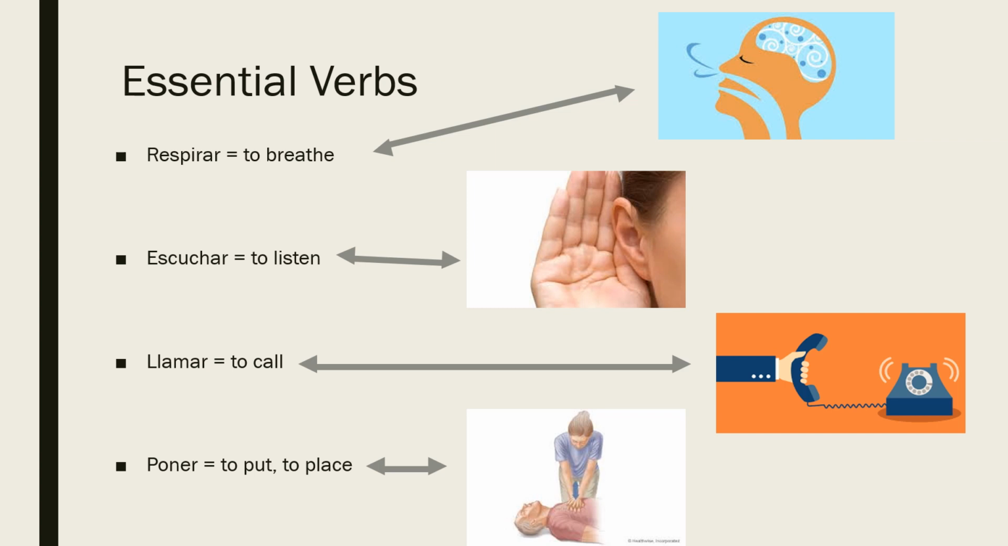You've all seen these words before. We've studied them in the past, but really thinking about this here in CPR terms, really connecting the dots. I've got a list of some verbs here that I want you all to think about and learn within this unit, because again, we're going to be talking about the command form, mandatos. First, we have respirar, to breathe, escuchar, to listen, llamar, to call, y poner, to put, to place. Very good.